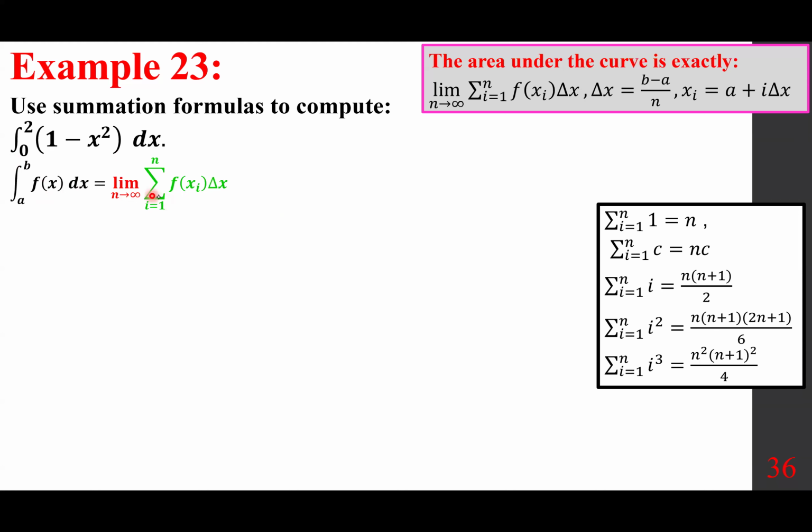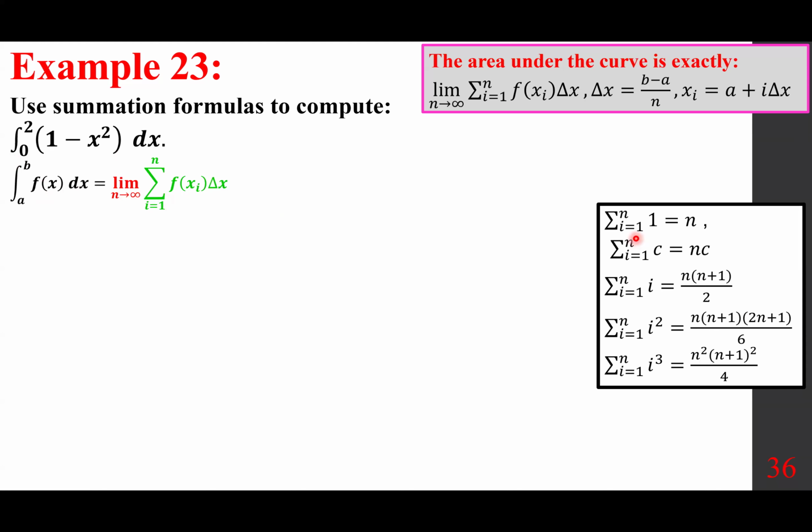So how do we get to this limit? There's some stuff that you need to know. For example, the summation of 1 is n, with i going from 1 to n in all cases. Summation of c is n times c. Summation of i is n times n plus 1 over 2. Summation of i squared is n times n plus 1 times 2n plus 1 over 6. And summation of i cubed is n squared times n plus 1 quantity squared over 4. So we are going to find this and then take a limit.